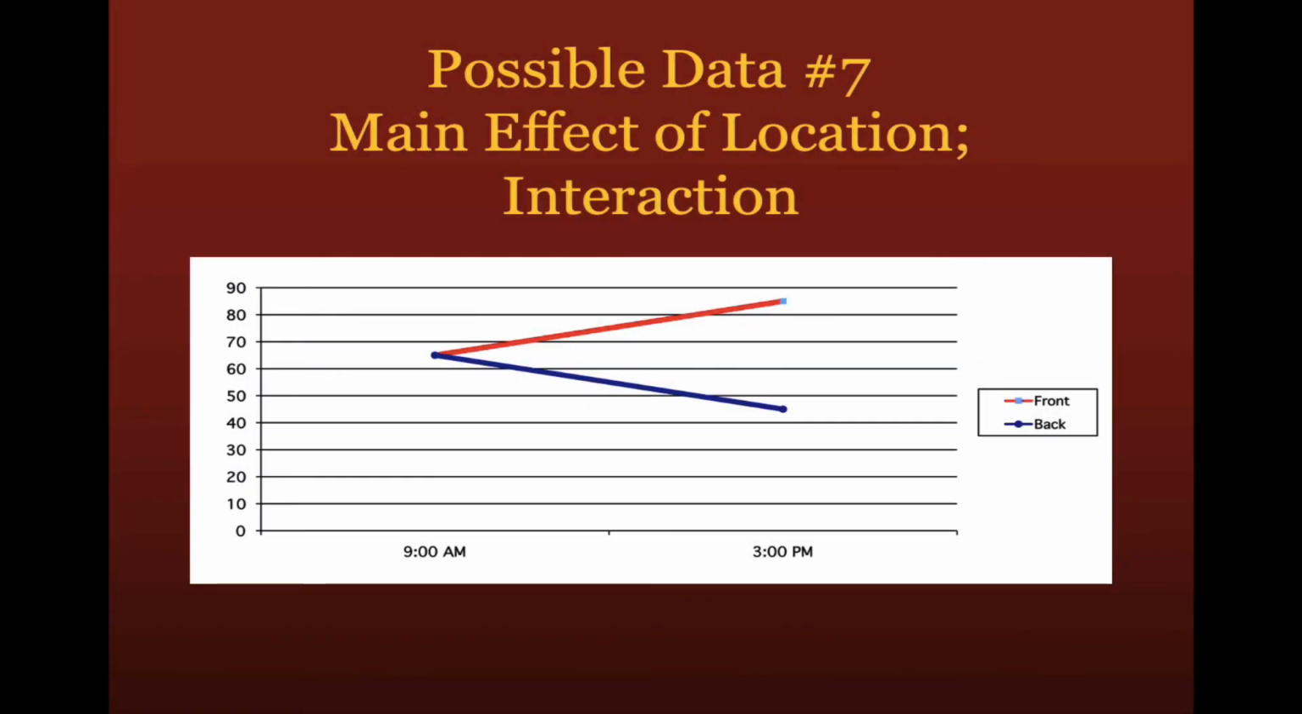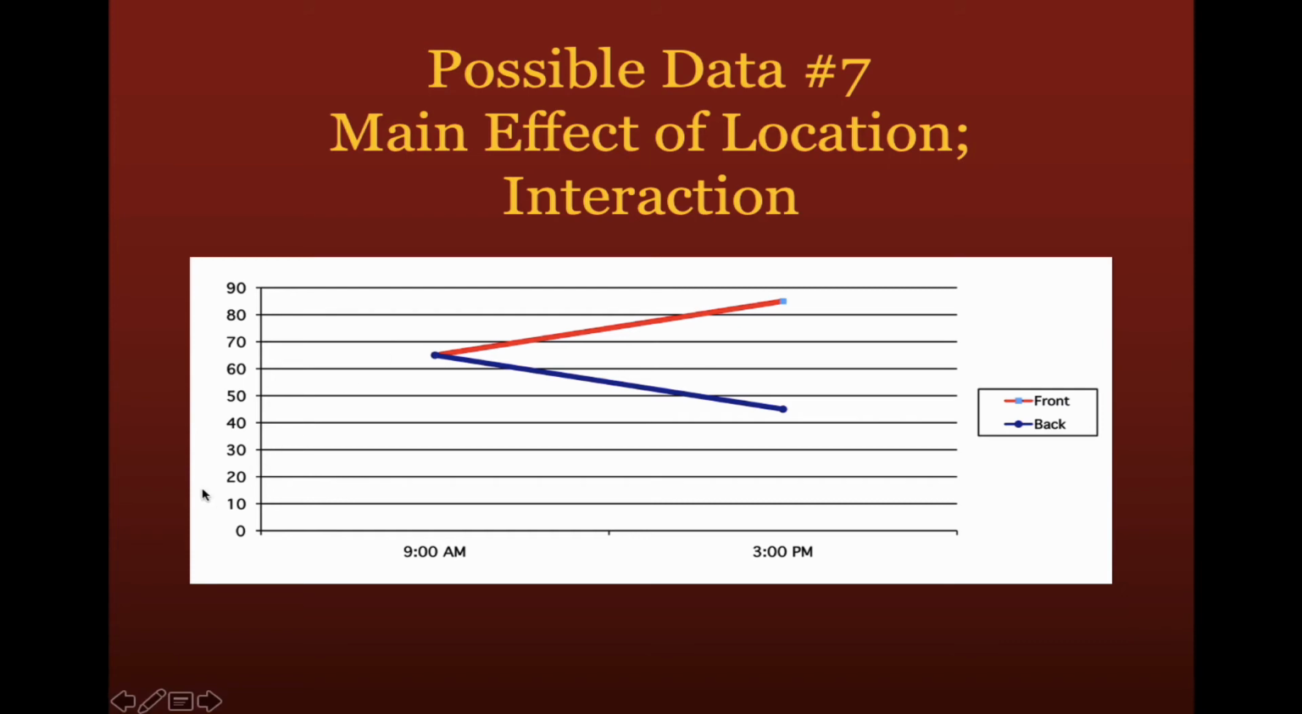So it should look like this, right? So this indicates that there is a main effect of seating location. The average of our fronts, right? The average of about 65 and 85 is 75, that's higher than the average of our backs, which is about 65 and 45, so 55. So there's a difference there. The average in the front is higher than the average in the back.